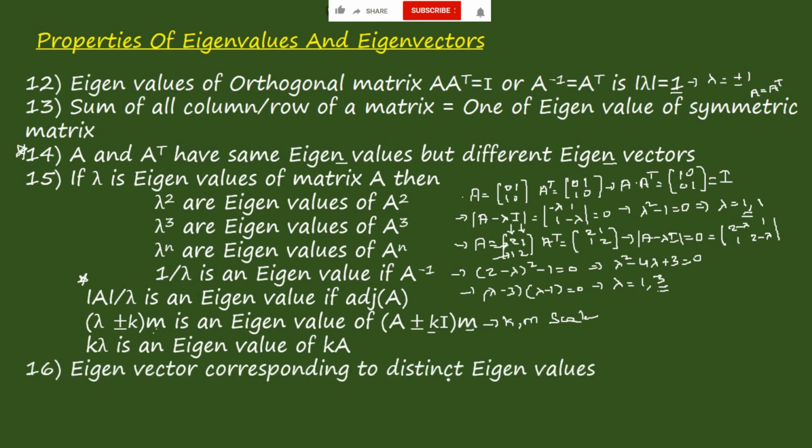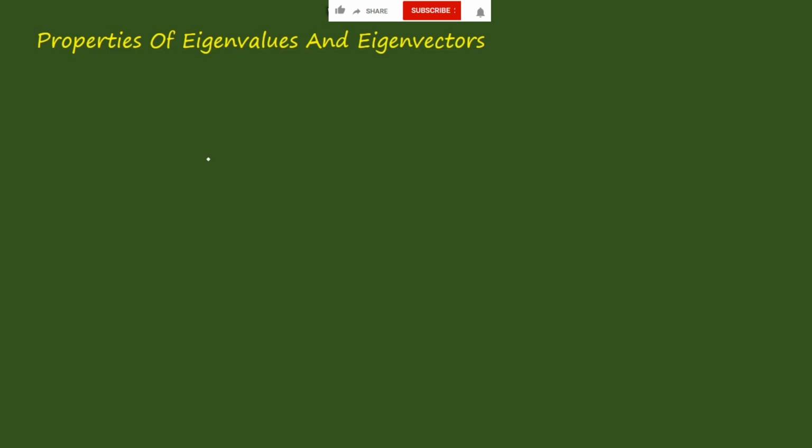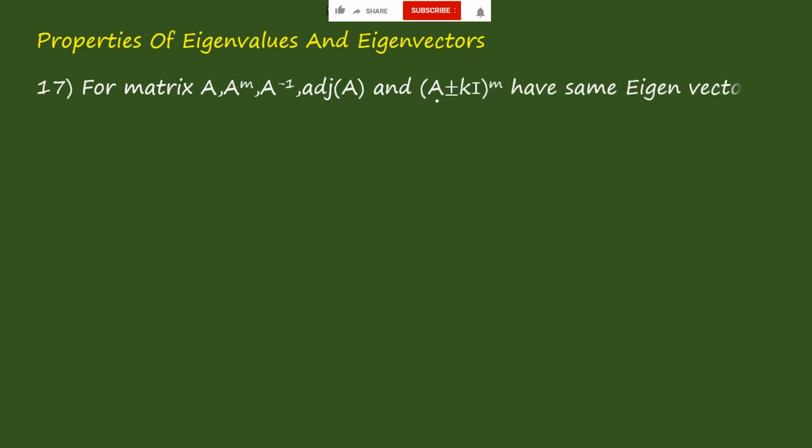Eigenvectors corresponding to distinct eigenvalues are always linearly independent. Okay, if you have different eigenvalues, then the eigenvectors are linearly independent. A few more important properties of eigenvalues and eigenvectors. The first one is, for a matrix A, A power m, A inverse, adjoint of A, and A plus or minus k I power m have the same eigenvectors, but they would be having different eigenvalues.